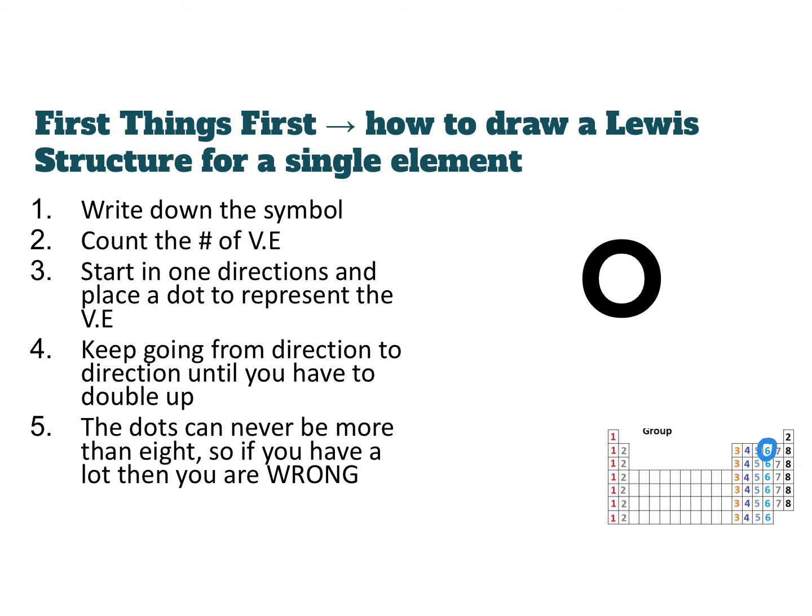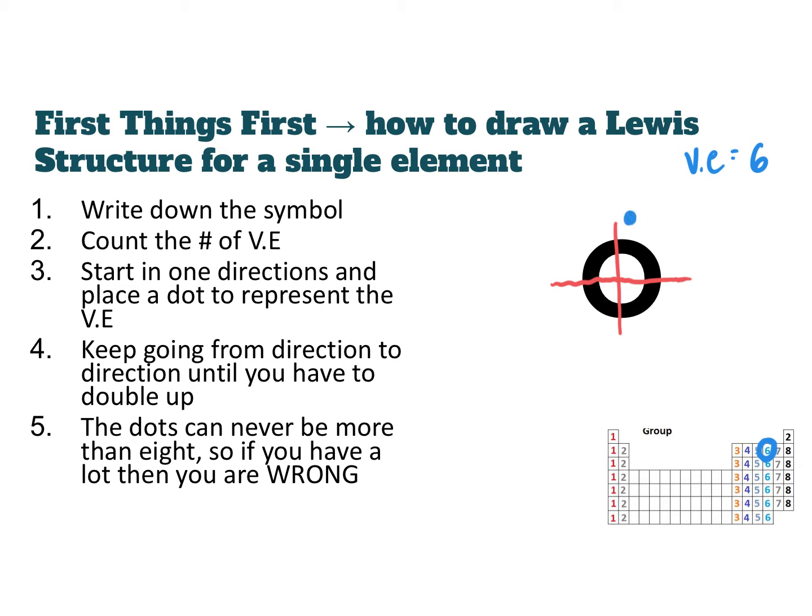So oxygen is right there. It has 6 valence electrons. Now, rule number 3 gets a little bit more in depth. It says start in one direction and place a dot to represent the valence electron. Well, we have 4 basic directions, right? North, south, east, and west. So we're just going to start in one of these directions and place a dot that represents a valence electron. So I'm going to put one right here.